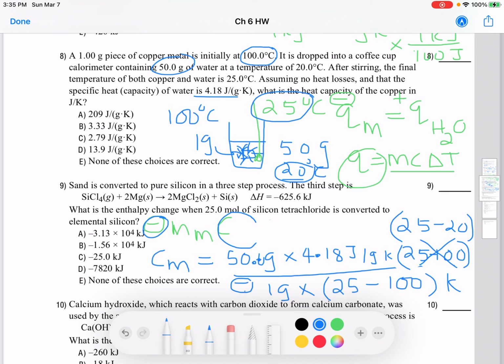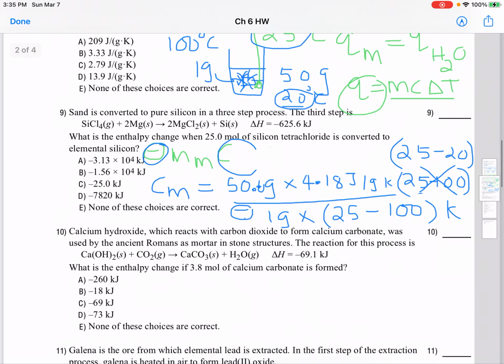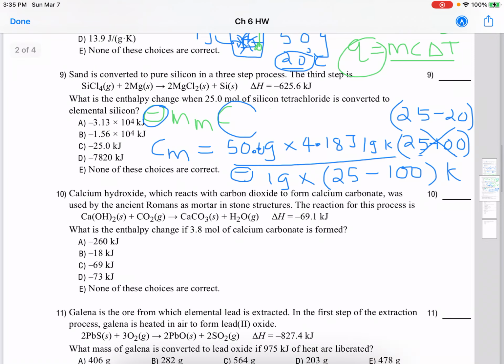And that's how you would calculate the heat capacity for the copper. Okay, the next one, number 9.